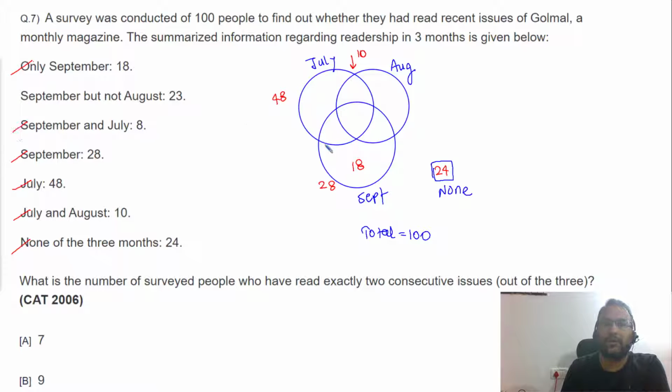September and July is 8. So look here, if this portion is 8, this portion is 18, this portion will become how much? 28 minus 18 minus 8. Okay, so 28 minus 26, that is equal to 2. So the value of this portion is equal to 28, from which we need to subtract 18 plus 8, that is equal to 2.